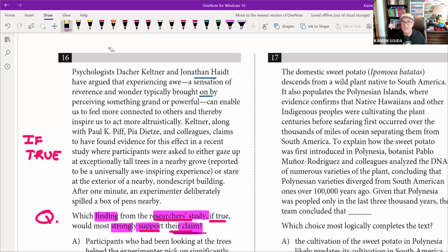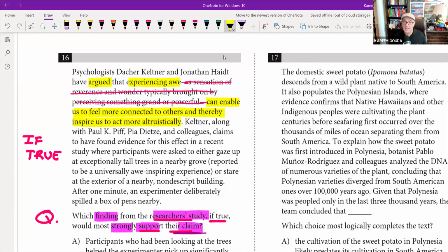Now, so far I can't see a claim, but I do see something that looks like a claim, which is basically these people, they are the researchers, have argued. And when you argue, that means you have a claim. You're claiming that something is true and you're trying to convince me, okay? So what's their argument? That experiencing awe, now we have 2 dashes right here, so we can basically eliminate everything in between. This is just an explanation. So you can take this away now to make it simpler. Experiencing awe can enable us to feel more connected to others and thereby inspire us to act more altruistically, which means to do good things. So being altruistic means being kind.